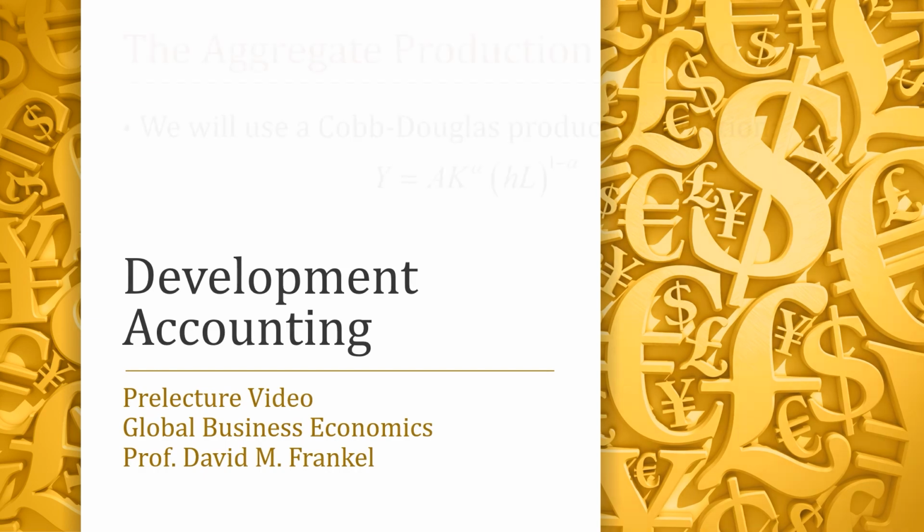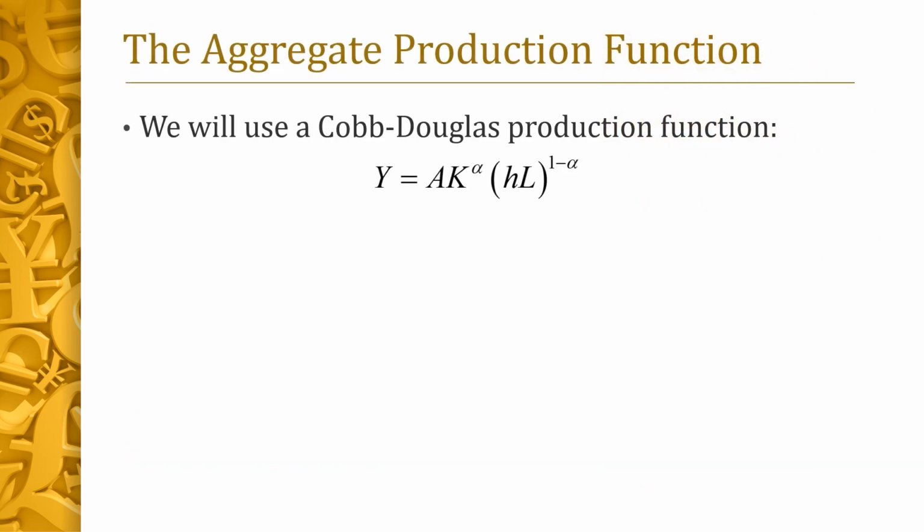Let's get started. To study how an economy produces output, economists use an aggregate production function. In such a function, output y is written in terms of several key variables and parameters. We will use the function that is depicted, which is called a Cobb-Douglas function.